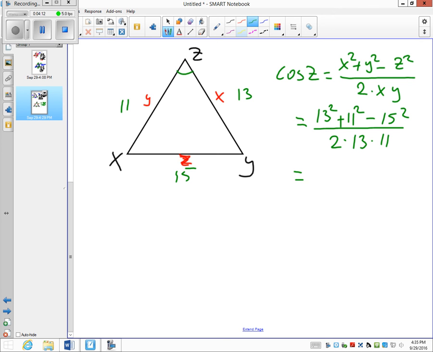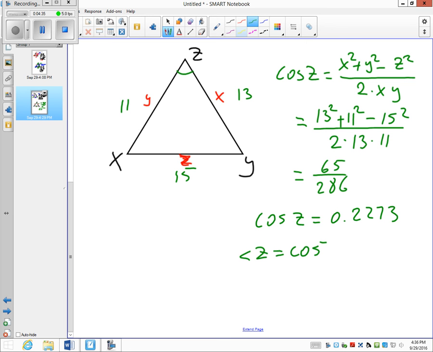All right, let's put that into our calculator. We get 65 divided by 286, and cosine of Z, by rounding to the fourth decimal place on that ratio, is 0.2273. Using the inverse function, we figure out that angle Z is inverse cosine of 0.2273, where angle Z equals approximately 77 degrees.